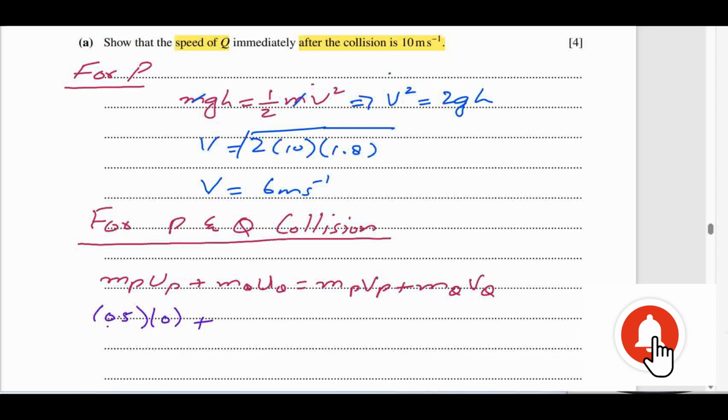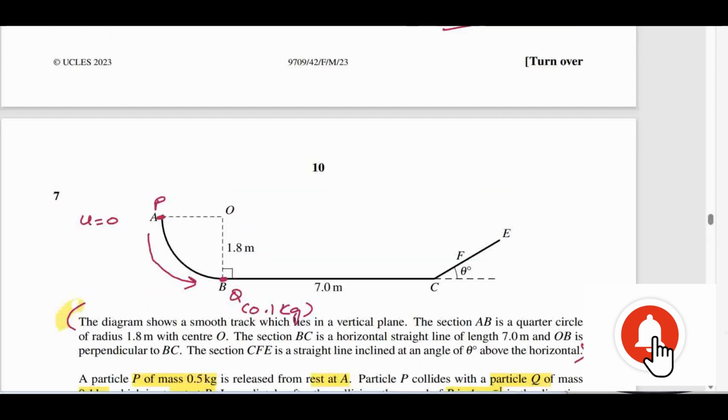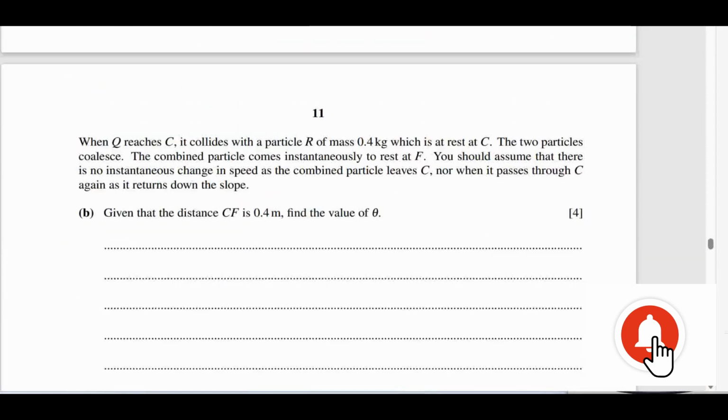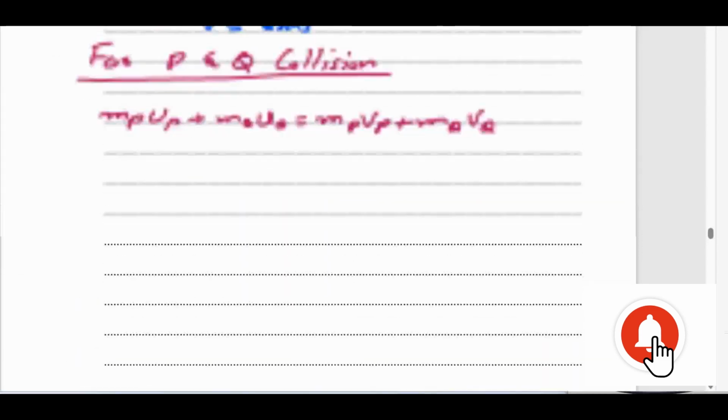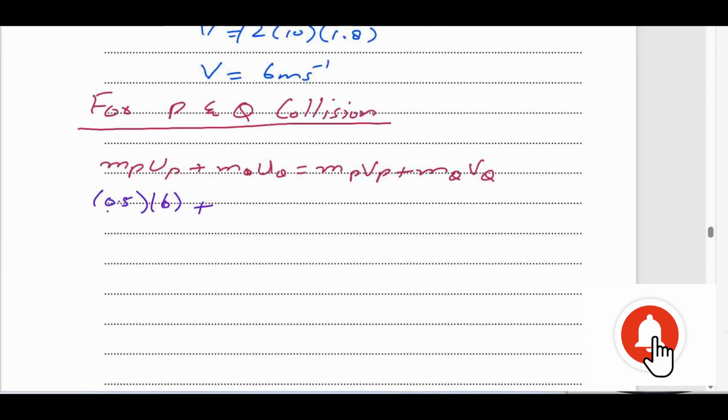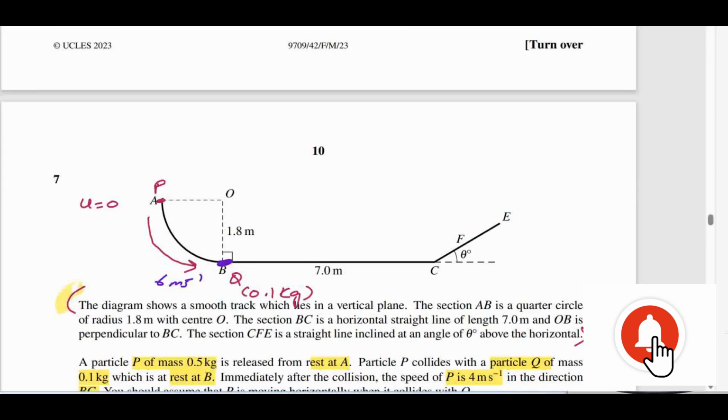कोलिजन से पहले की जो वेलोसिटी थी ये भी हमने फाइंड की थी 6 थी पार्टिकल पी की. और क्यू जो था, क्यू आपके बिकॉज हमें ये पता है कि ये पार्टिकल क्यू रेस्ट पे है और पार्टिकल पी आपके पास आ रहा है विद द वेलोसिटी 6 मीटर्स पर सेकंड. सो बिफोर कोलिजन इसकी 6 की वेलोसिटी है, into MQ की, MQ पार्टिकल Q का मास था 0.1 kg.